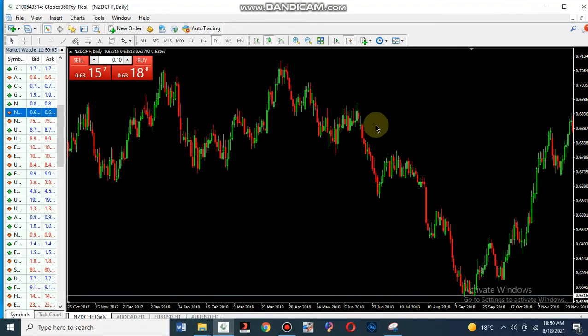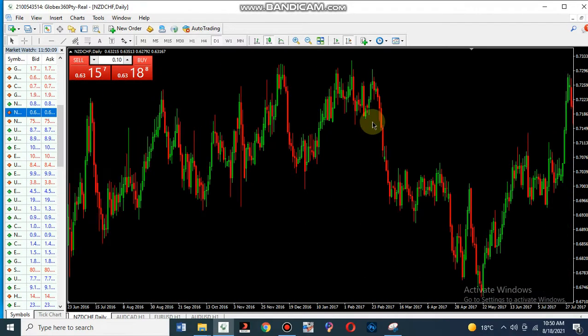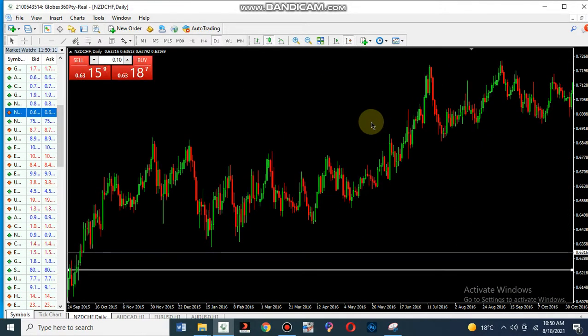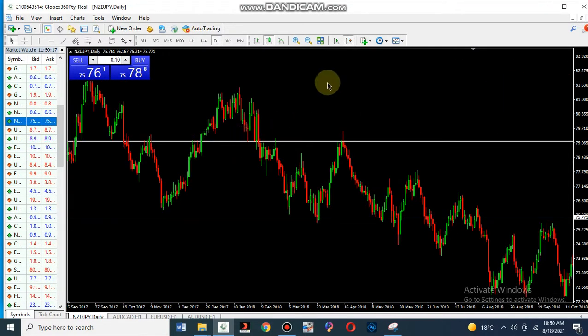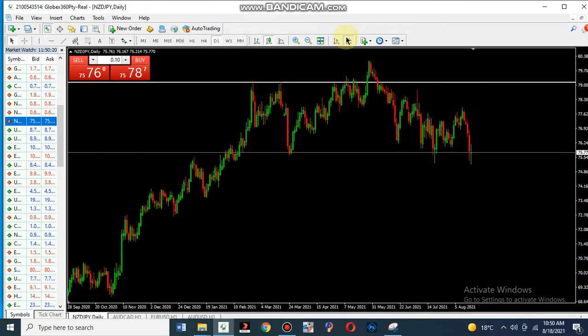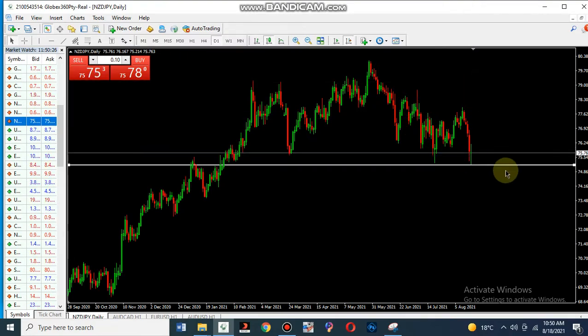If you were to go and check, you'll find the same thing over and over again. Just study price action, you'll never go wrong. Still the same. Price action is the way. Even if you can check this one, look at this. I'll just use the horizontal line.